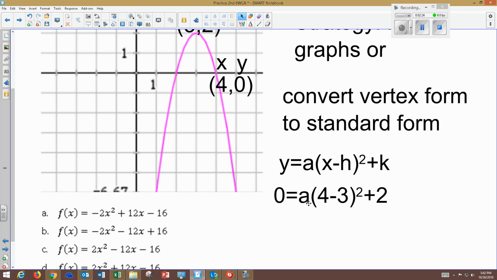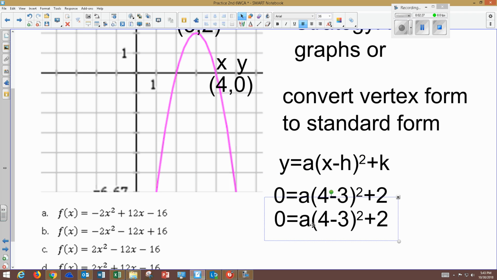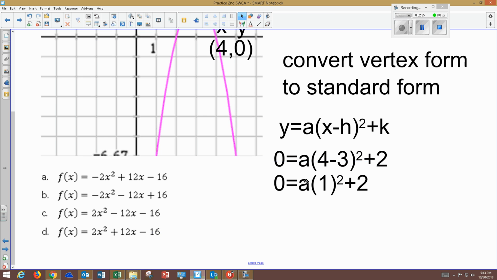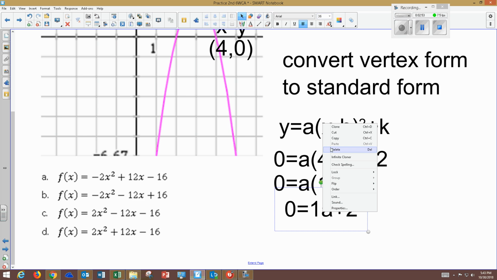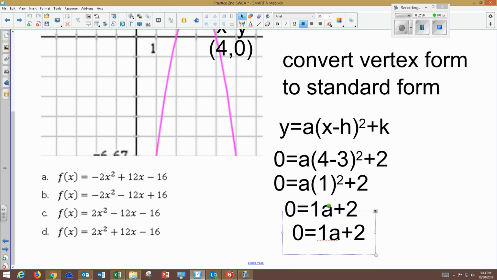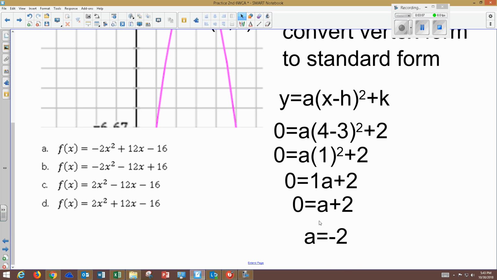Let's simplify this equation. We know that 4 minus 3 is 1. We know that 1 squared is just 1. So if I multiply 1 times a, I'm just going to get a. And I really don't need the 1, so I'm just going to get rid of it. And if a minus 2 is equal to 0, that tells me that a is equal to negative 2. Which makes sense because the graph is opening downward, which indicates that we have a negative a value. It also tells us that we're going to have a maximum.